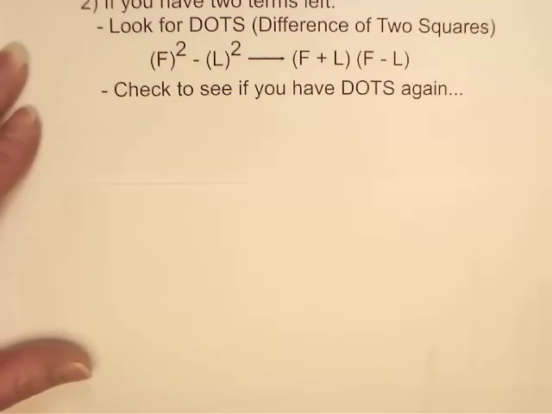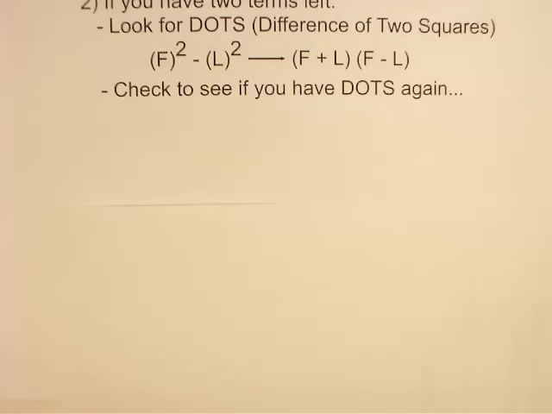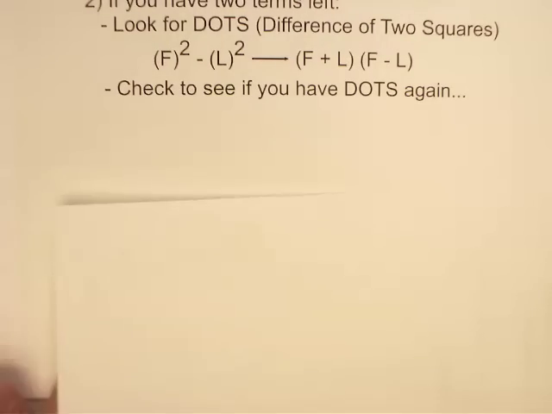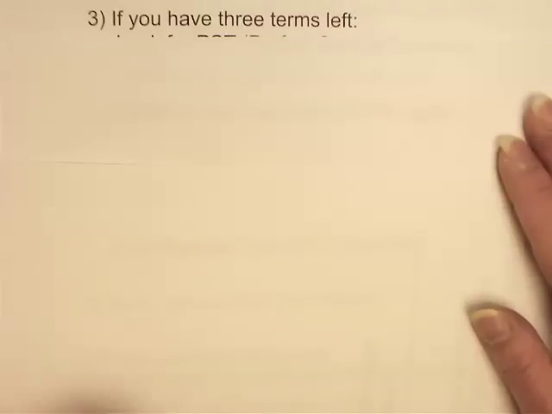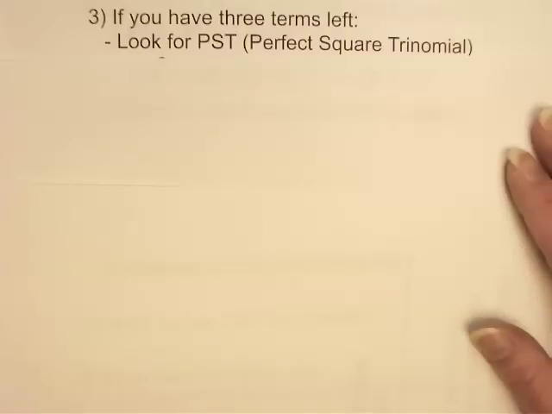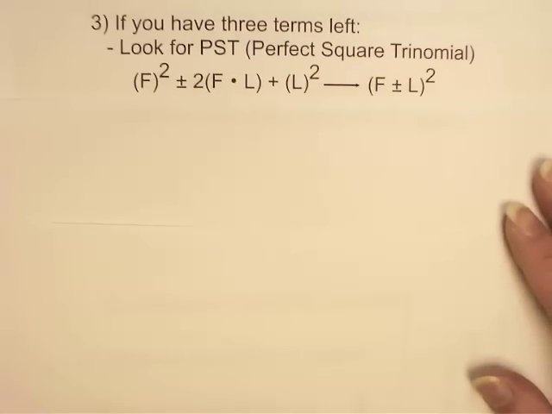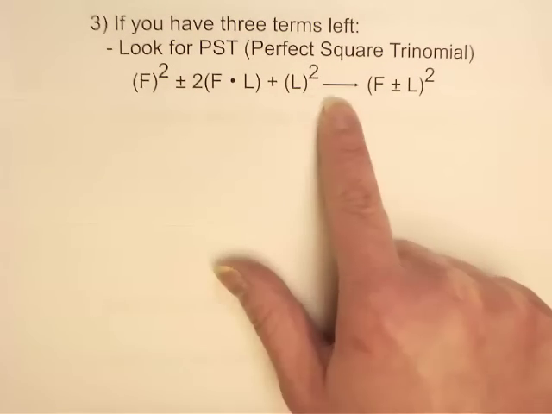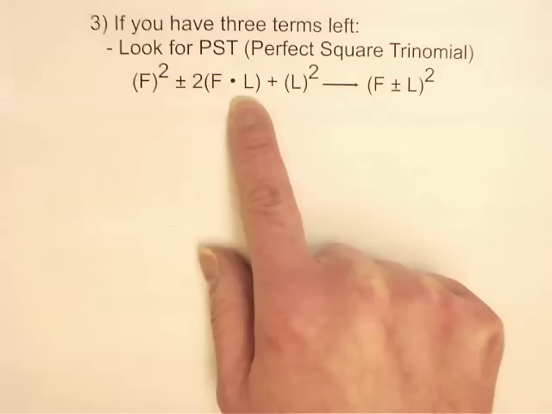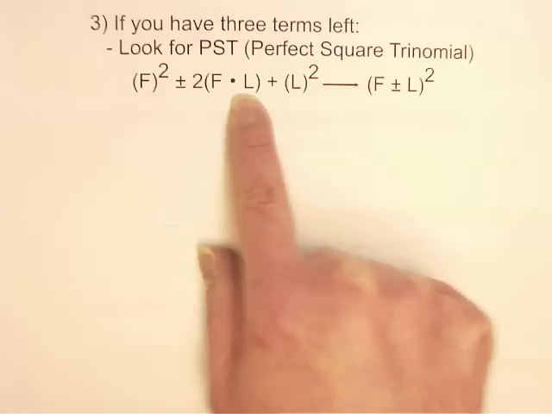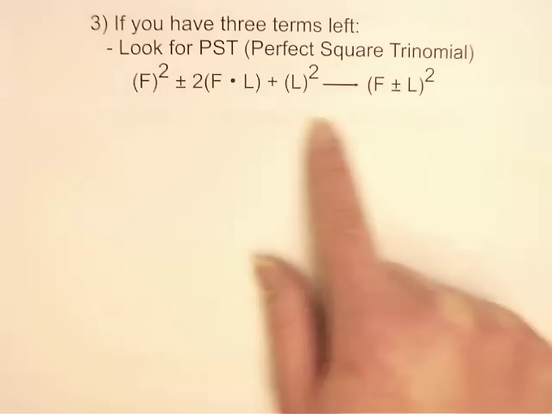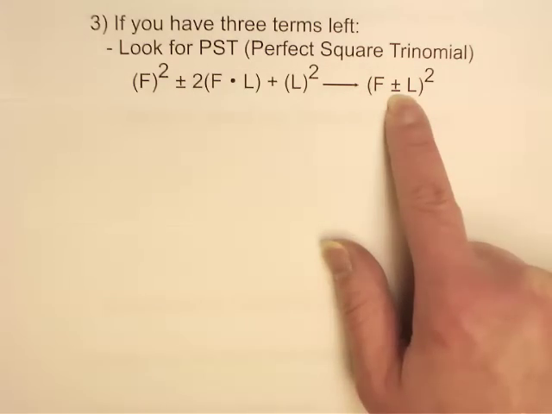Step number 3, if you have 3 terms left, you are going to check for, guess what? PST, which was our next method. If you have a PST, what would it look like? Well, you would see if there's a first that's a square, the last that's a square, and the middle is a double of the first times last. And of course, that sign depends on the middle of this binomial.